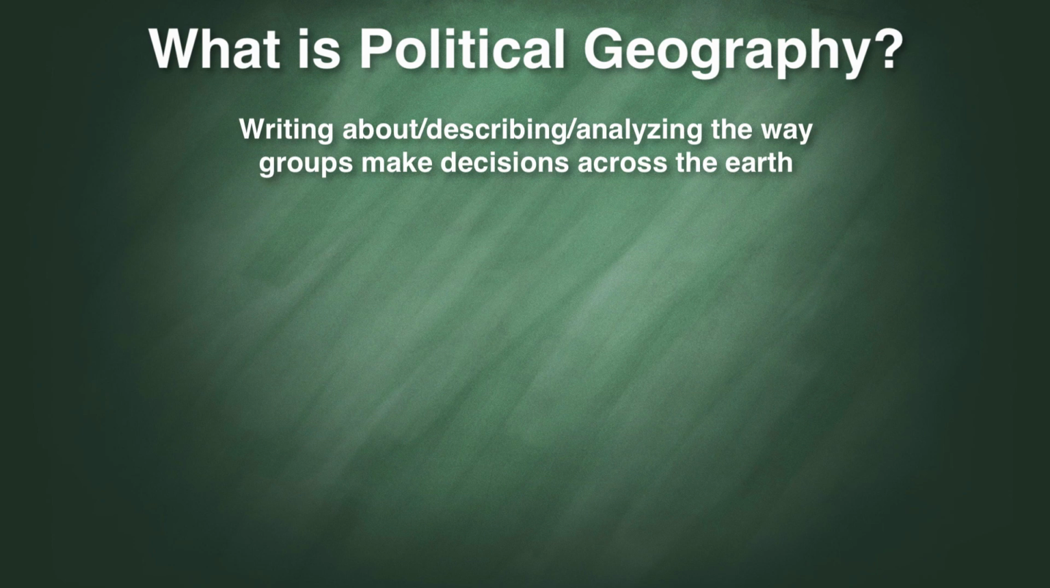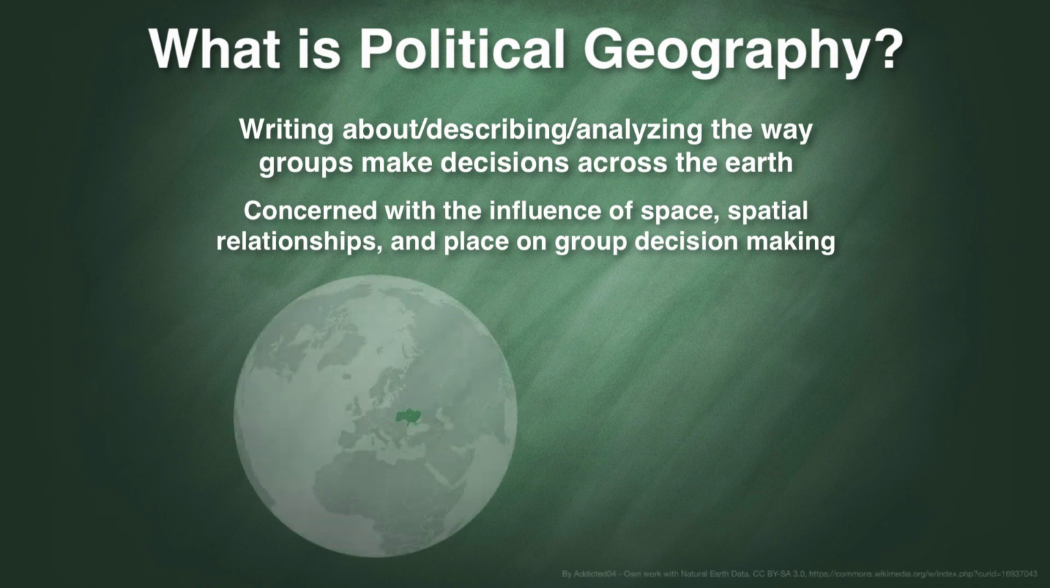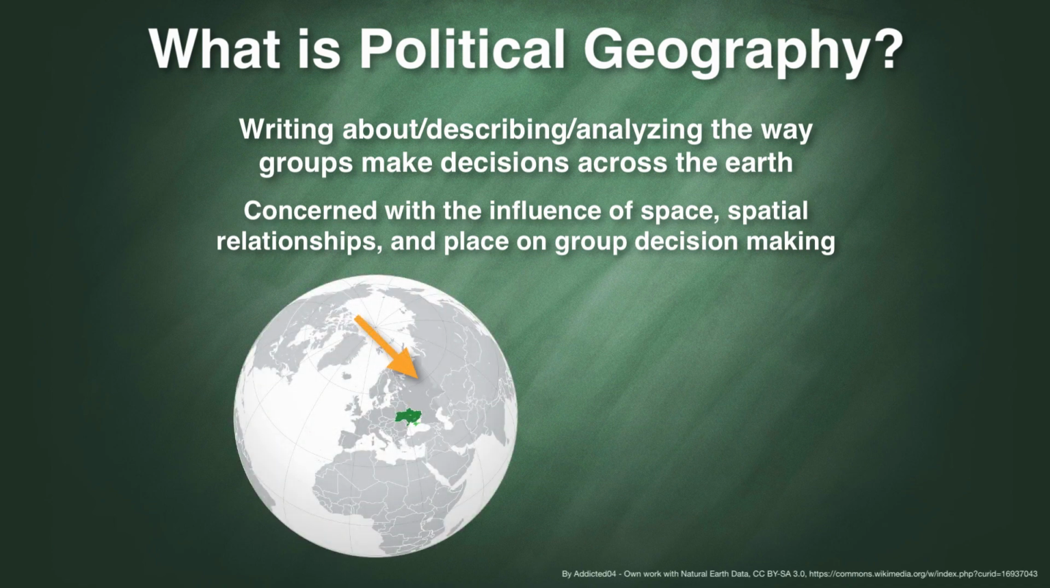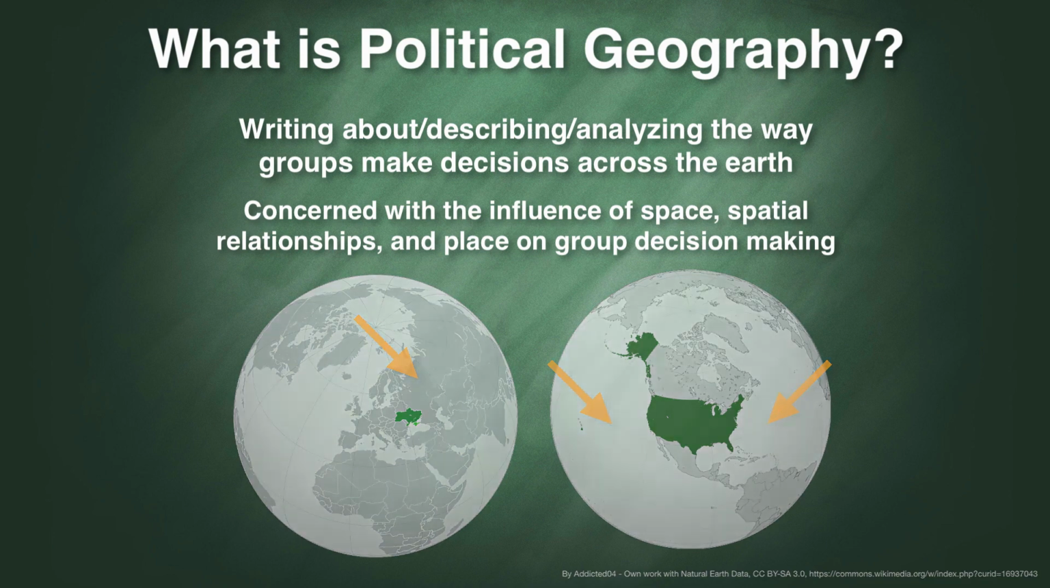Generally speaking, that's probably true, but I would like to provide a bit more of a nuanced understanding of what political geography encompasses. Political geography is specifically concerned with the influence of space, spatial relationships, and place on group decisions. For instance, if you're part of the population of Ukraine, will your proximity to Russia influence the decisions that your group makes? Probably so. If you're from the United States, will the fact that you're separated from both Asia and Europe by oceans influence the group's decisions? Probably so. If it does, how does it influence these groups' decisions? These are all questions about political geography.